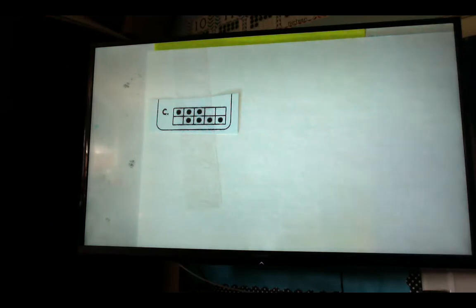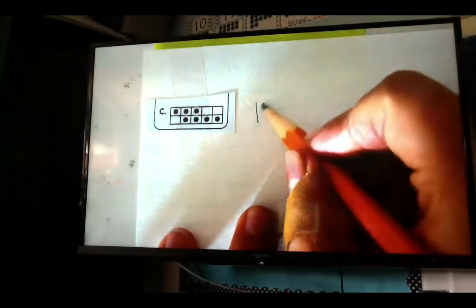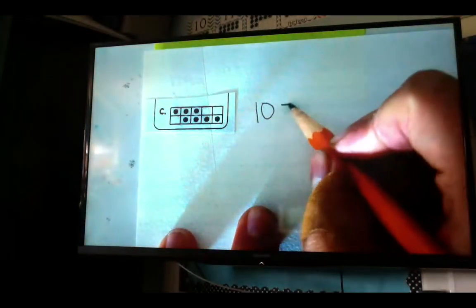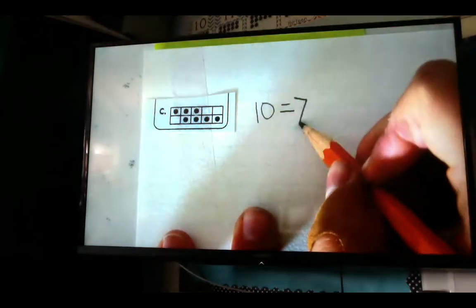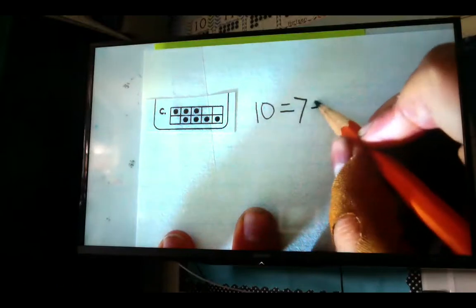Excellent work. So we know that we need 10 total, so we can start by saying 10. Now we need to figure out how to get 10. We know there are already 7 in the 10 frame because there are 3 on the top and 4 on the bottom. So that's going to be our first number over here.